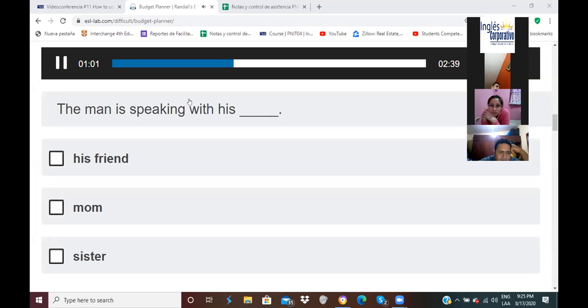$890? Why are you paying through the nose for such a small place when you could find a cheaper one somewhere outside of the downtown area? Yeah, I guess. Okay. How much money do you spend on food a month? Well, I'm not really sure. I think I spend about $600.